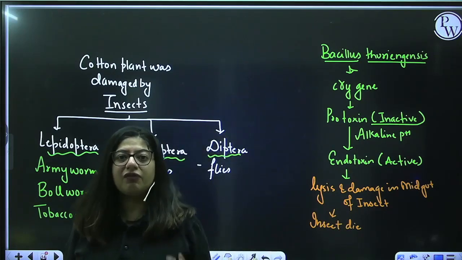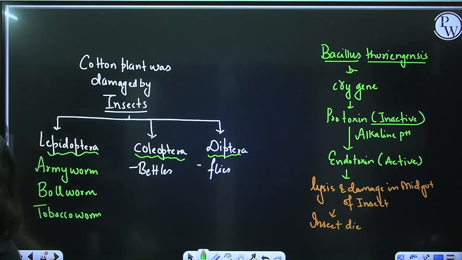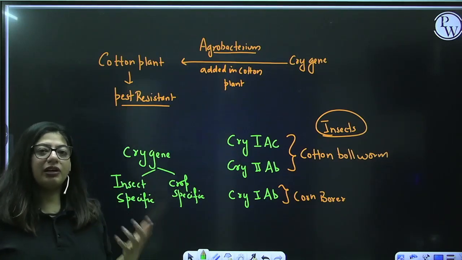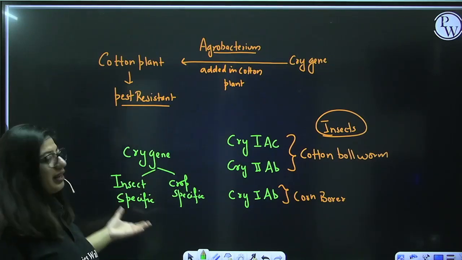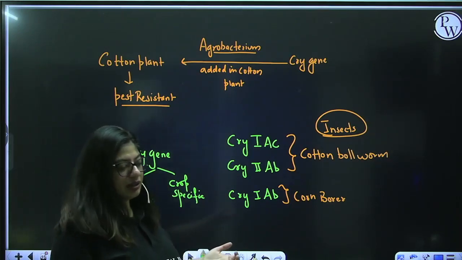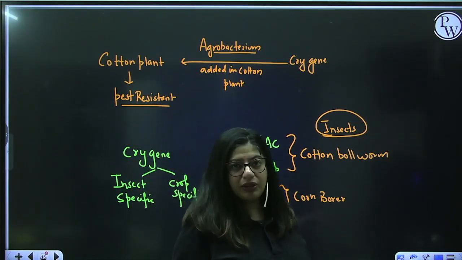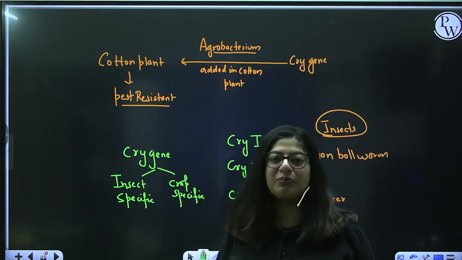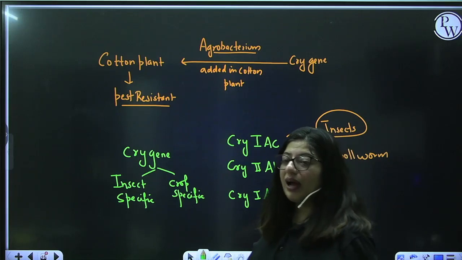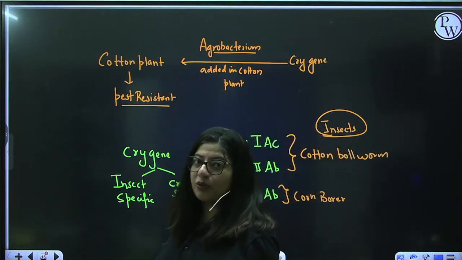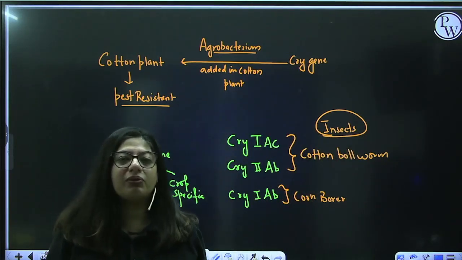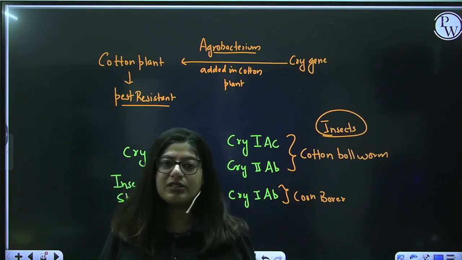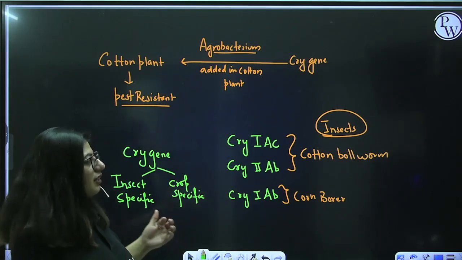So what we did, we took this gene out from this soil bacterium and we put that into our cotton plant and made it BT cotton. Now this plant has this gene. Whenever this insect comes to eat this plant, the plant will not be destroyed, the insect will be destroyed. Why? Because now your plant has a cry gene. This gene secretes protoxin. When it enters into the gut of the insect, that will convert it into endotoxin, and that will destroy the gut and the insect will die.